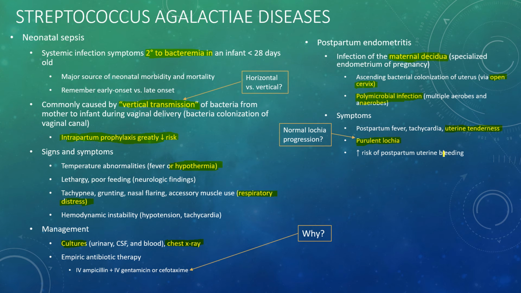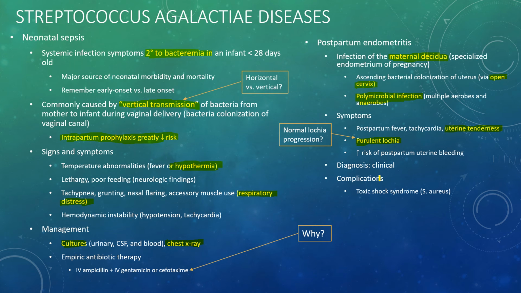You have increased risk of postpartum uterine bleeding because you have an infection of the endometrium, and that'll be shed, leading to bleeding. And also, it'll be difficult for the uterus to contract after delivery, and that'll cause worsening bleeding as well. How do you diagnose it? You diagnose it clinically, postpartum with these symptoms.